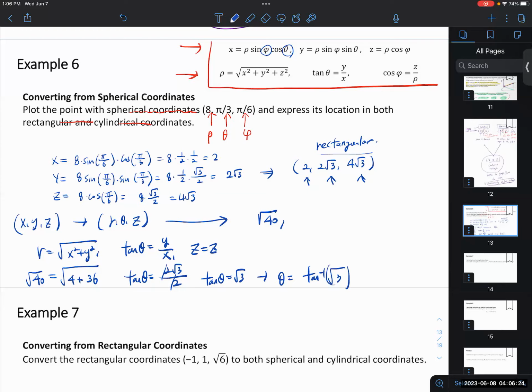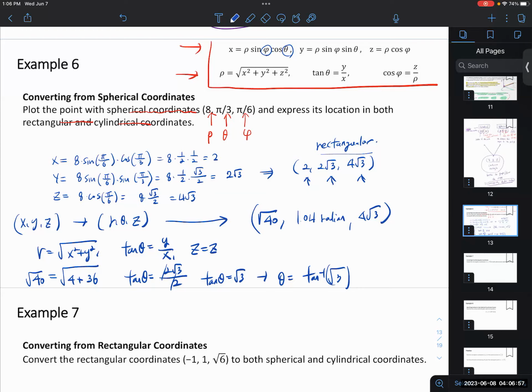So you can convert it. I don't know what the number is. Oh, sorry. Let me calculate it in decimal. So tangent inverse of radical 3. That's going to be 1.04 radian, right? And then z is going to be the same, radical 3. So that's how you can find out the cylindrical coordinate system as well.